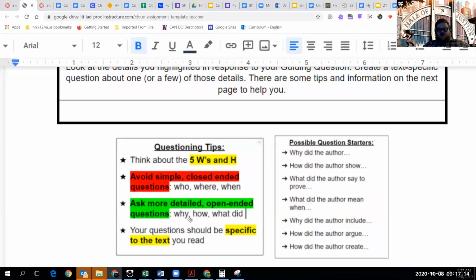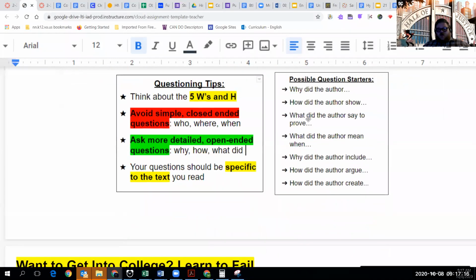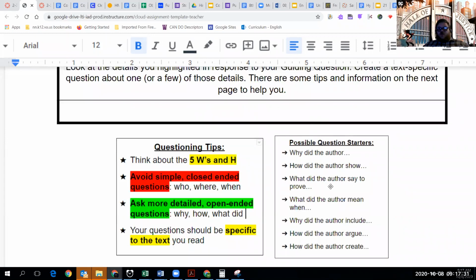Here are some starters. You could say, why did the author give this information? Why did the author think this? How did the author show the reader that? What did the author say to prove? Those are two of the same thing. What did the author mean when? You see, there's your what did.